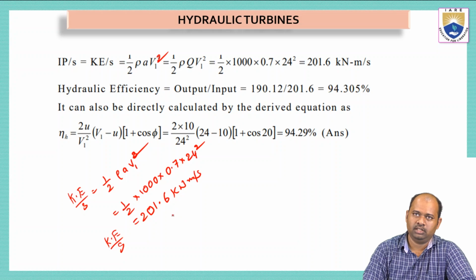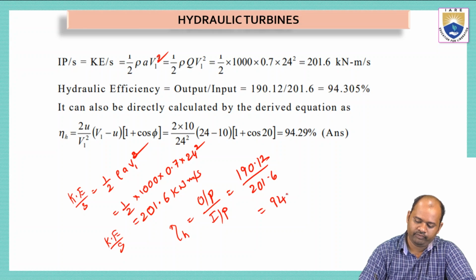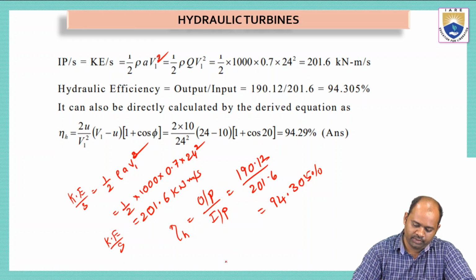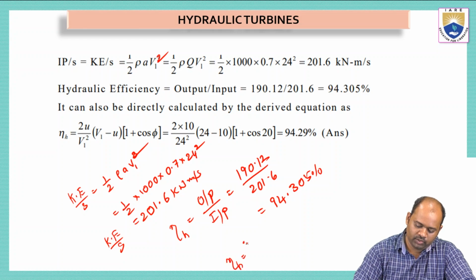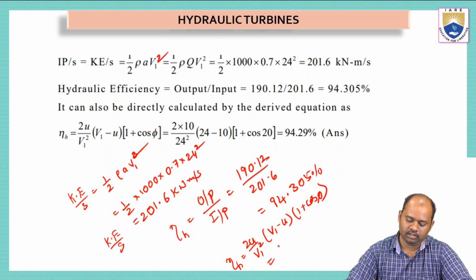The hydraulic efficiency is nothing but output by input. Hydraulic efficiency is equal to output by input, and this goes to 192.12 over 201.6, and this value is about 94.3%. Now we can use another formula also for calculating the hydraulic efficiency, that is, hydraulic efficiency is equal to 2U by V1 squared multiplied by V1 minus U into 1 plus cos phi.